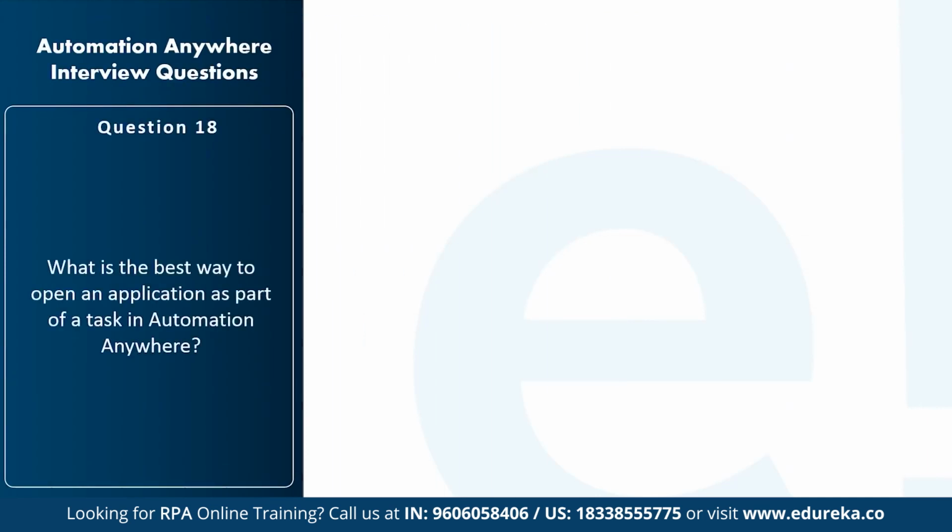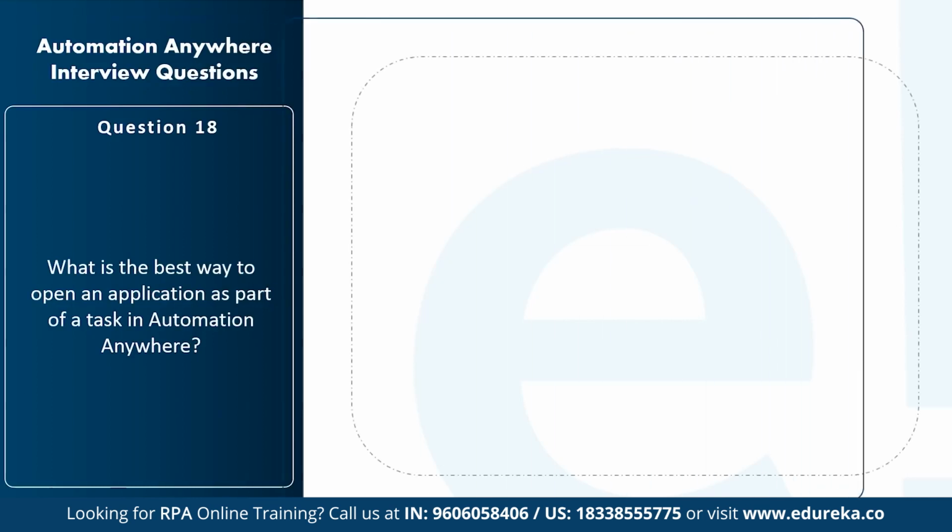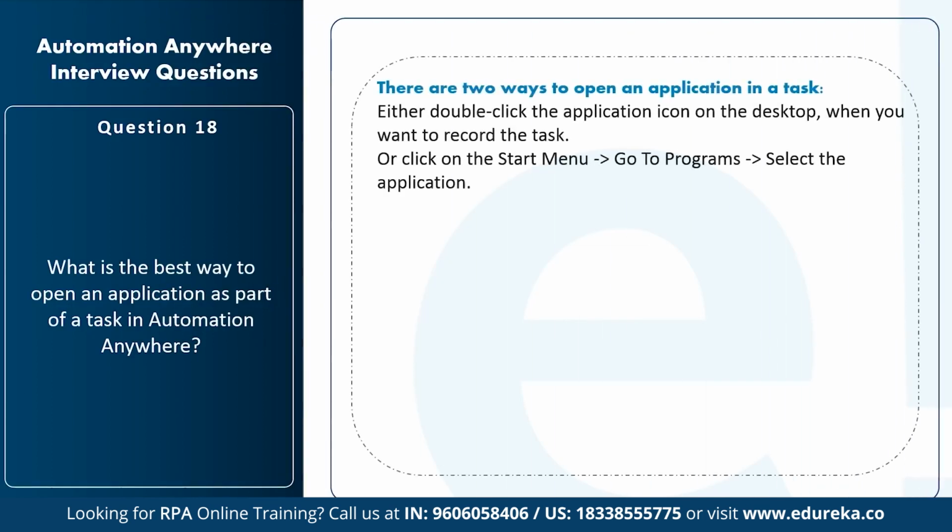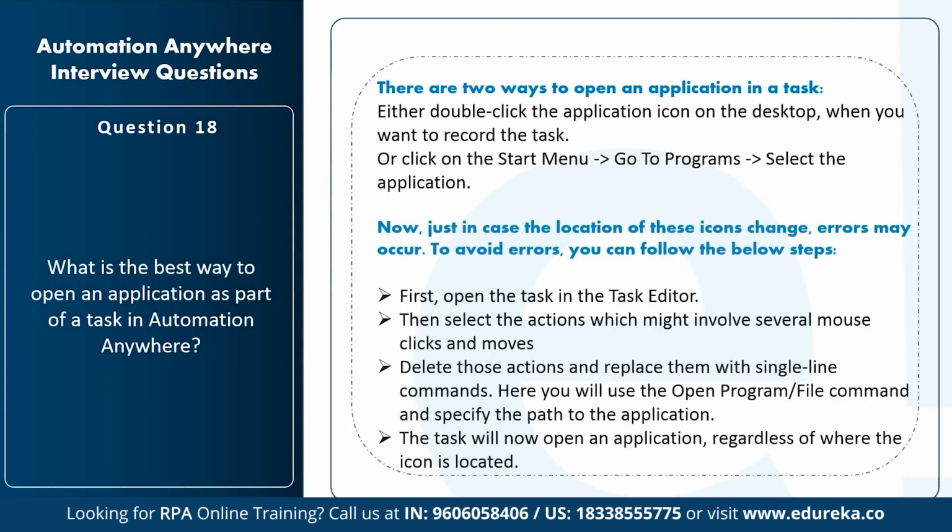what is the best way to open an application as part of a task in Automation Anywhere? Well, there are mainly two ways to open an application as a part of a task in Automation Anywhere. That is either by double clicking the application icon on the desktop where you want to record the task, or by clicking on the start menu, then go to programs and then selecting the application. Now, just in case the location of these icons change, then it will definitely result in an error when you're trying to execute the task.